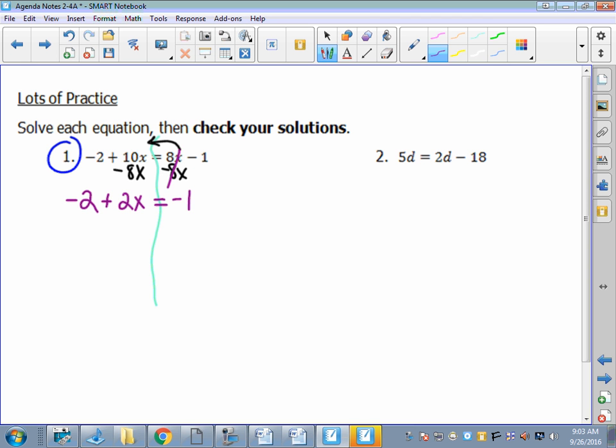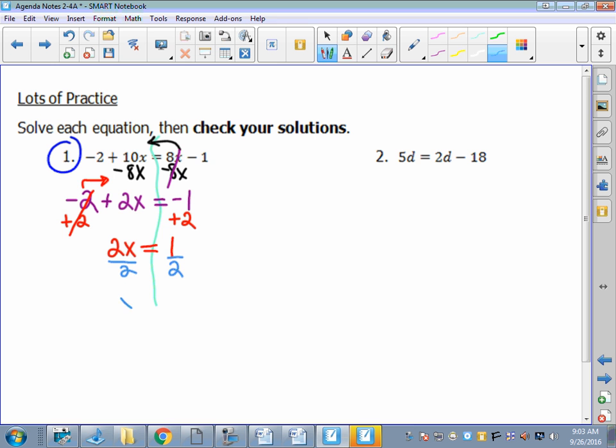Some people do it in a different order. It doesn't matter as long as in the end you get your variables to one side, your numbers to the other. So now I want to get this negative 2 to the other side of the equation. How do I get rid of a negative 2? Inverse operations means that I add 2, or I combine it with a positive 2. So those guys cross out. I'm just left with 2x equals negative 1 plus 2, which should give me a 1. And now we all know what to do, right? Last step, to get that x by itself, let's divide by 2.